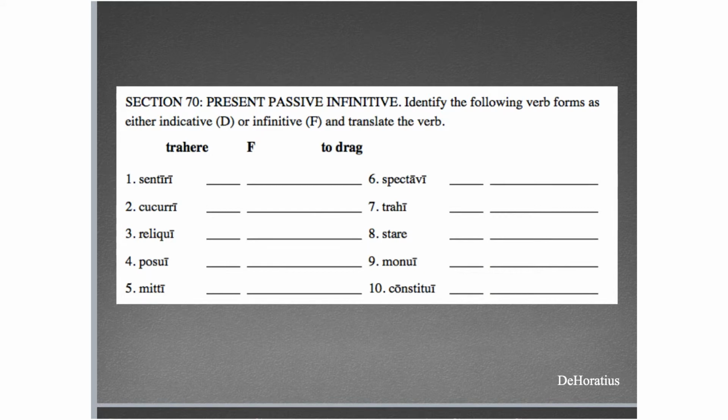All right, so now we're identifying them as an indicative or infinitive and translating, and this is getting at that third principal part confusion with the present passive infinitive. Some of these you're going to have to look up principal parts for. So for instance, if you look at number 4, this is pono, ponere, posui is the third principal part. All right, so it is indicative. All right, and I placed or I put.